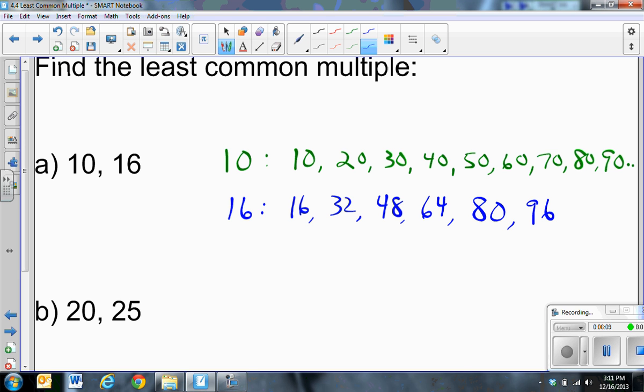So I've got 80 here and 80 here. So 80 is the least common multiple, and we can abbreviate that. LCM is 80. Okay, how about between 20 and 25?